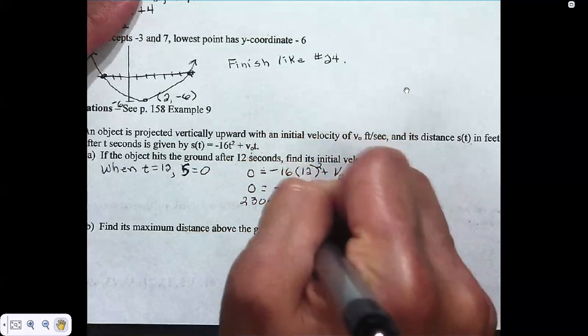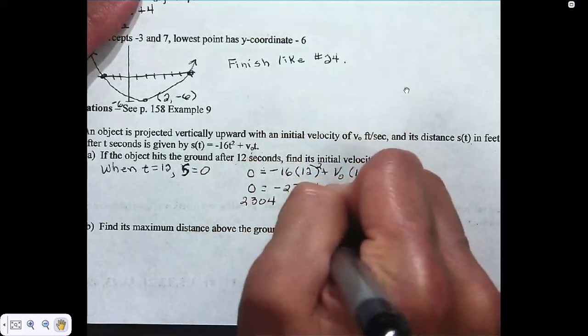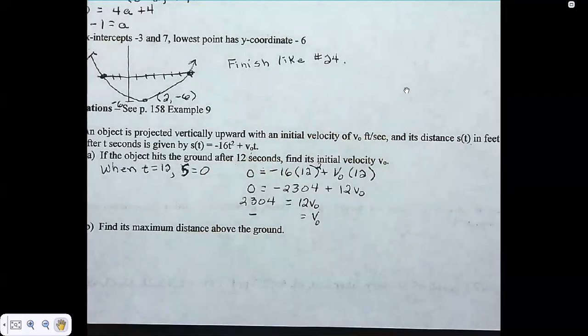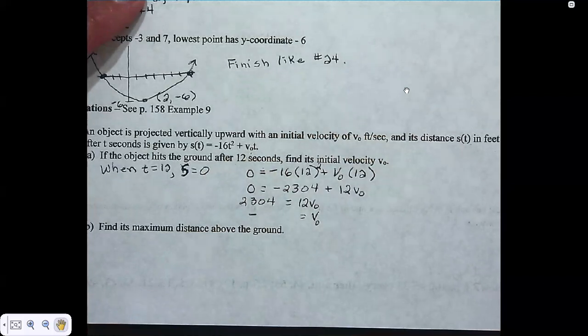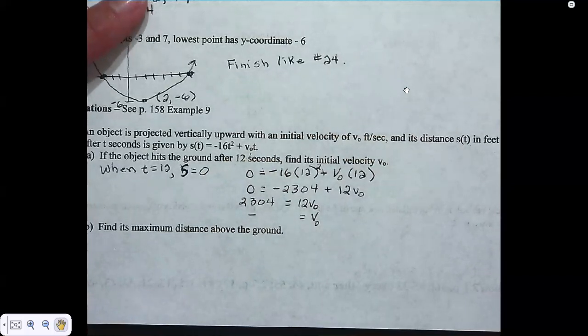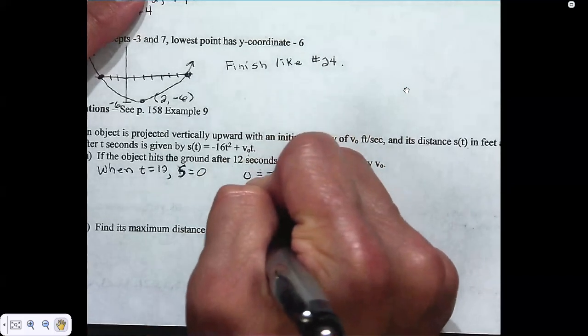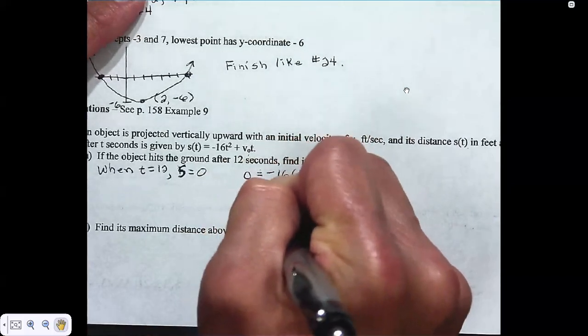And so the initial velocity is what? Wait, positive. Yeah, it's positive. It's positive what? 192. Positive 192.